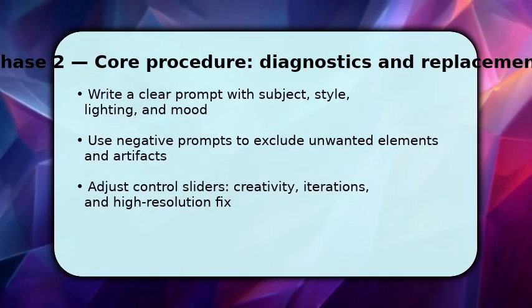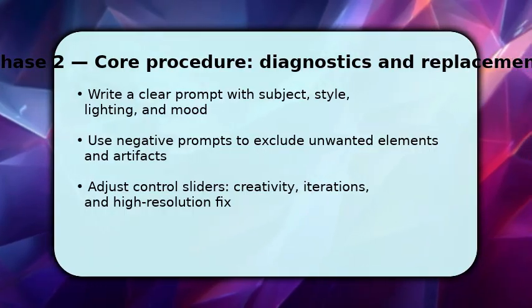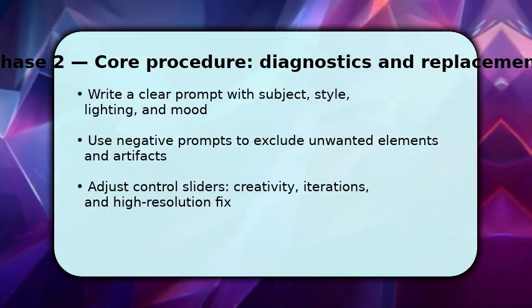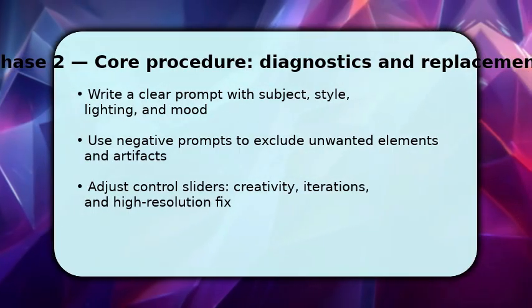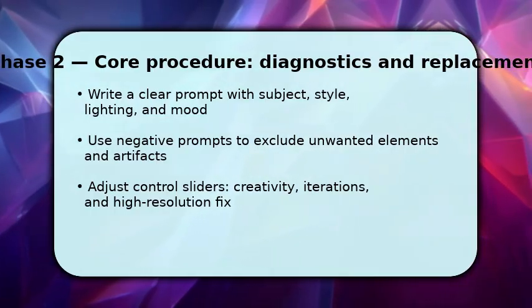Now you craft the prompt. State the subject, style, lighting, and mood. Be specific so the model understands what to prioritize. Use negative prompts to filter out artifacts or unwanted objects. That helps reduce iterations. Then, fine-tune control sliders.